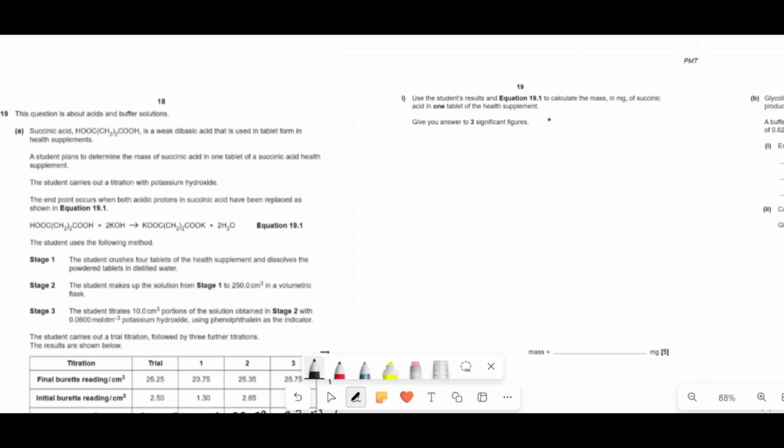So now it says use the information in the results and that equation to calculate the mass of succinic acid in 1 tablet of this supplement. So make sense of what they did. They got 4 tablets and they dissolved them in 250 centimeters cubed.